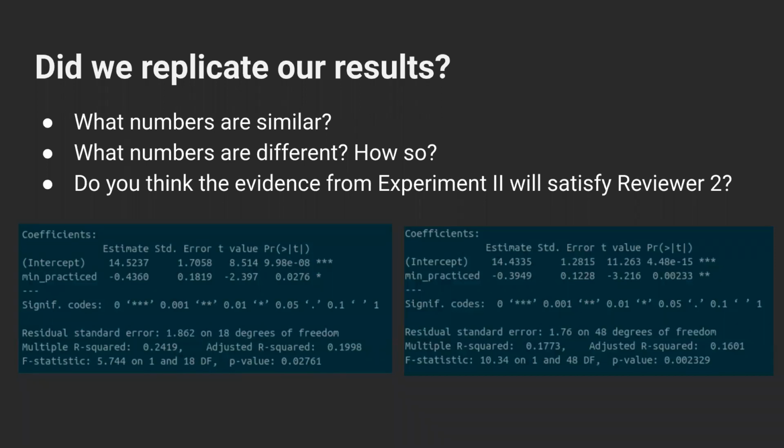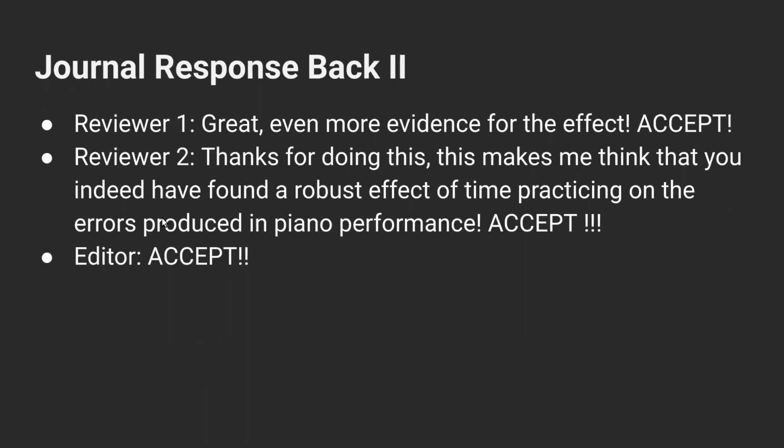But a lot of our numbers are kind of close. We have negative 0.39 here on the right for our estimate for minute practiced, and that's very close to our negative 0.43, but they're not exactly the same numbers. So we run this, we write it up, and we send it again to the journal.